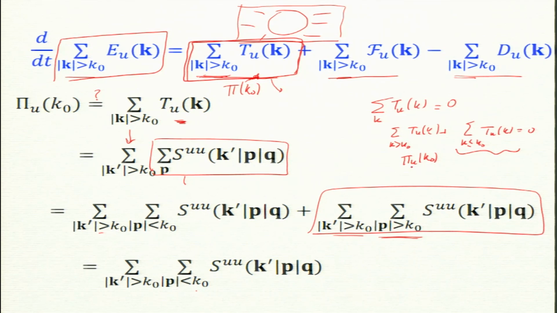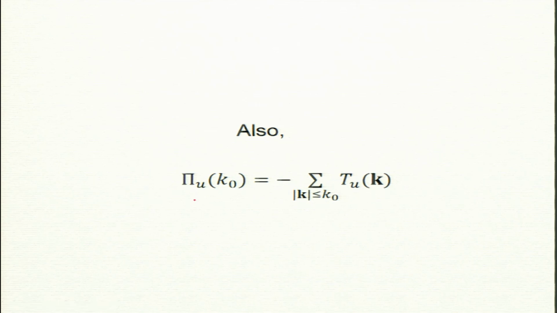By the way, the subscript u means kinetic, because we will also work with other fields. So we have a notation: the subscript u means kinetic. This is what I write in the next line. We can also write pi_uk as minus of the sum of T_uk over k less than or equal to k naught. We can use both. This is a very useful formula for my next derivation, and it comes straight away from the energy equations.